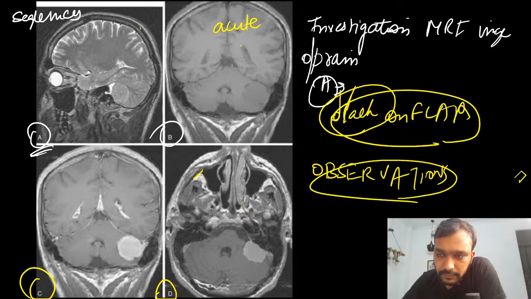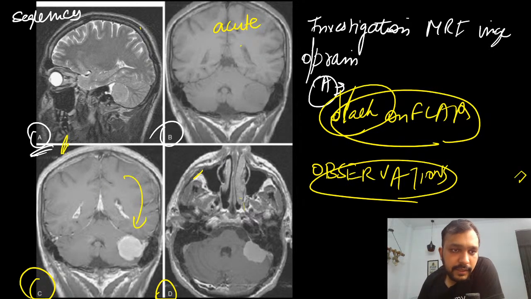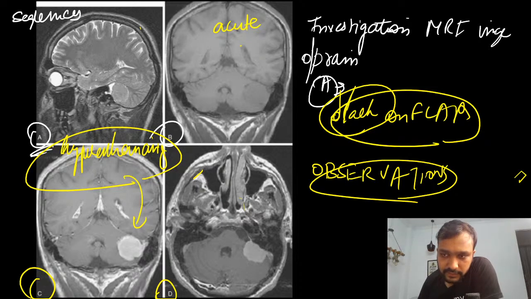Okay. So guys, now I will explain it to you. We can see that there is some hyper-enhancing lesion. There is some lesion in the cerebellum that is enhancing a lot. This lesion is hyper-enhancing, and this lesion is having a broad base towards the dura.